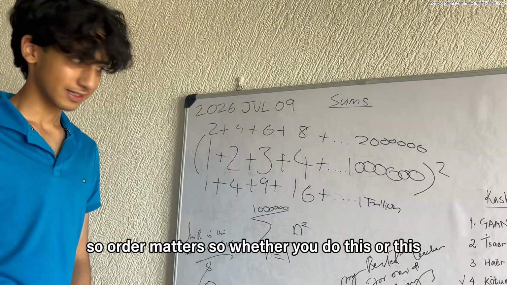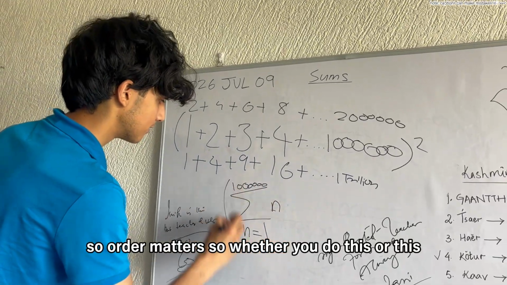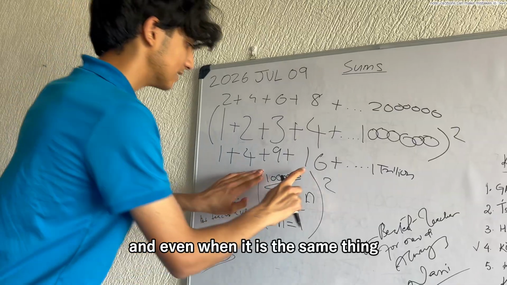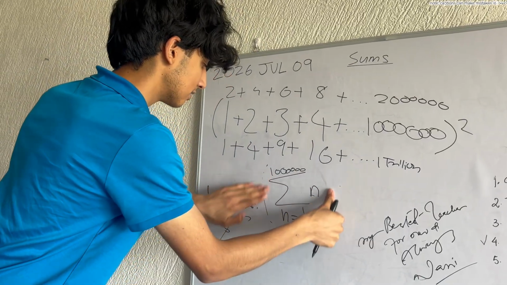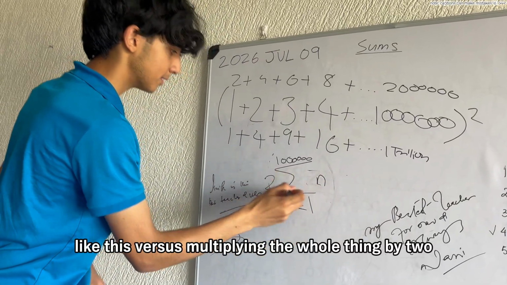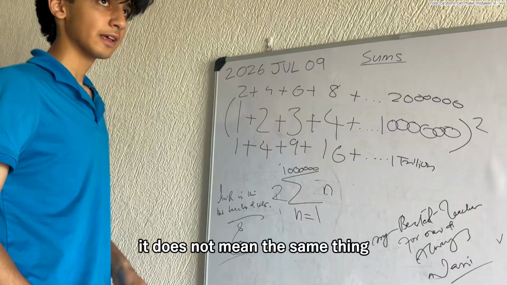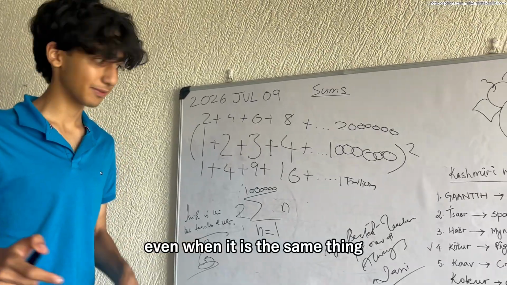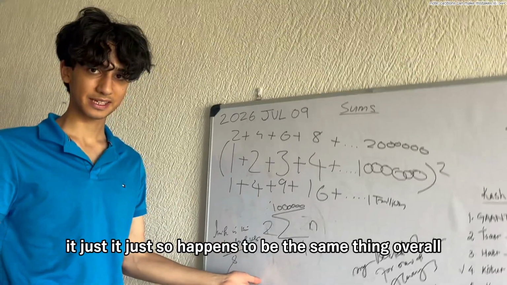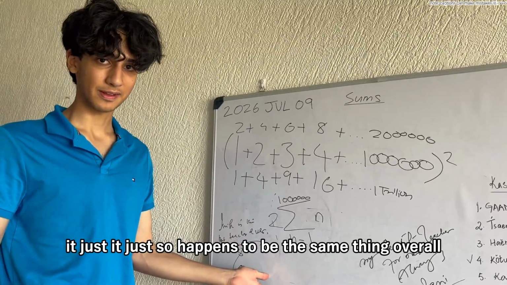So order matters. So whether you do this or this, that is not the same thing. And even when it is the same thing, like this versus multiplying the whole thing by 2, it does not mean the same thing, even when it is the same thing. It just so happens to be the same thing overall.